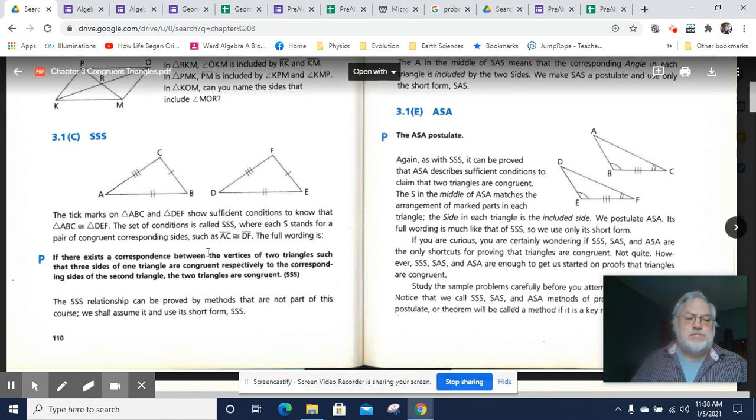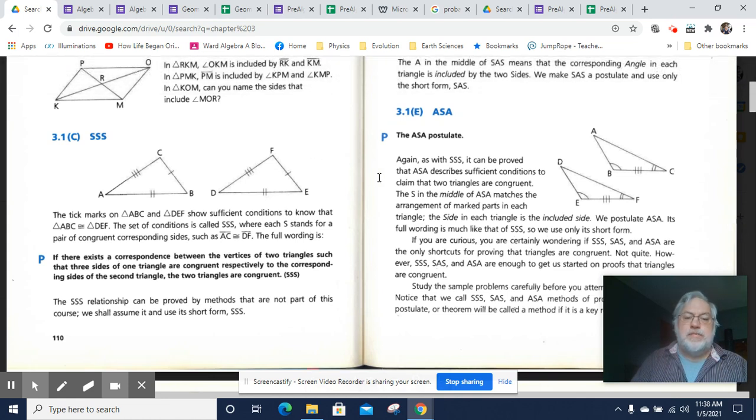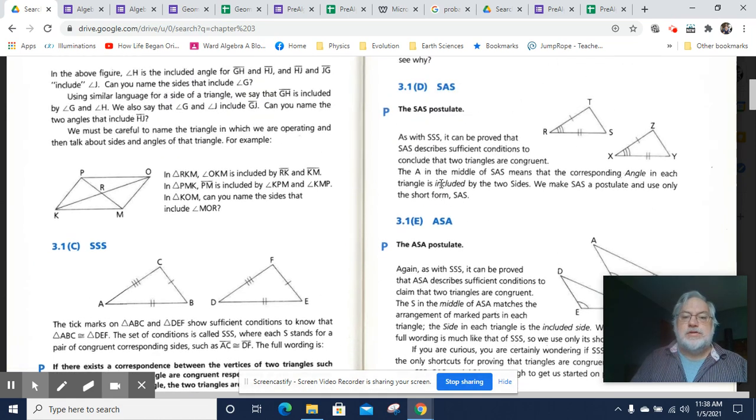If there exists a correspondence between the vertices of two triangles such that three sides of one triangle are congruent respectively to the corresponding sides of the second triangle, all that's saying is these three sides are congruent to these three sides, and therefore those two triangles are congruent. And then there are two others.